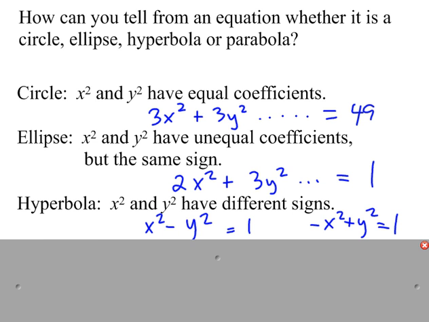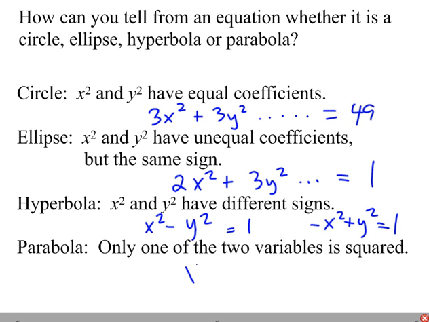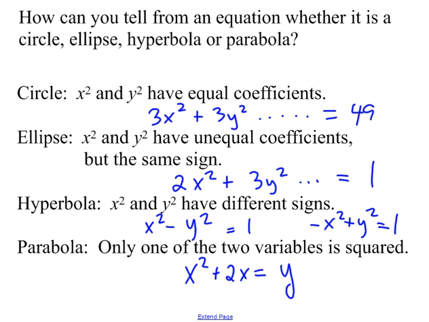So those are a couple examples of hyperbolas. And lastly, the parabola has only one of the variables squared, whether it be x squared or whether it be y squared. Both of those are considered parabolas. So you have one linear term, the x here in the second one, and one linear term here with the y.